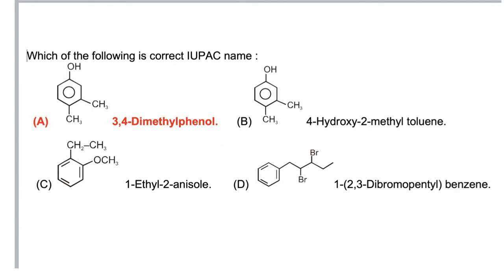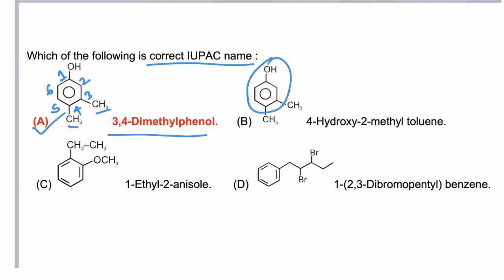In this question we have to find which of the following is the correct IUPAC name. So if we take example 1, now numbering should be done from that carbon to which the principal functional group is attached. So 1, 2, 3, 4, 5 and 6. So the name of the molecule is 3,4-dimethylphenol. So option A is correct. While option B is incorrect because this molecule, 4-hydroxy-2-methyl-toluene, cannot be written because OH is the principal functional group. So this is wrong nomenclature.